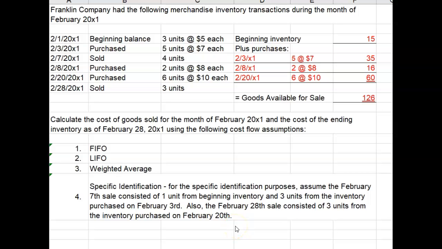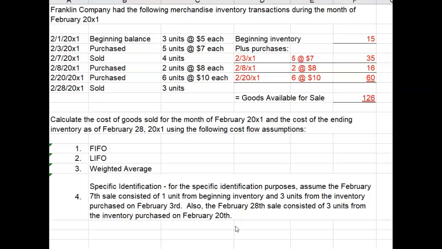Hi everybody. In this video we will calculate Franklin Company's cost of goods sold and ending inventory for the month of February using the specific identification cost flow assumption. Specific identification cannot be used by very many companies.